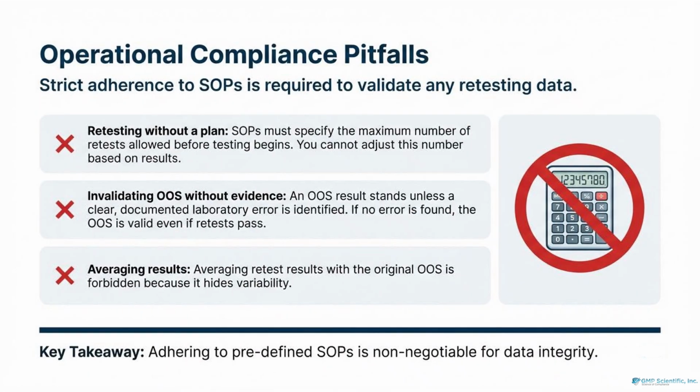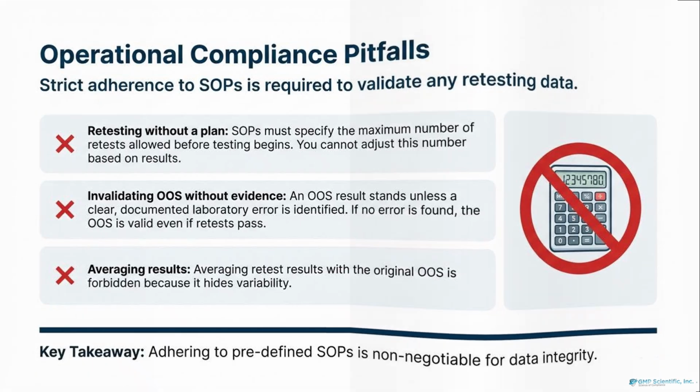Data integrity relies on strict adherence to SOPs. You must specify the maximum number of retests before testing begins and never adjust this number based on results. Furthermore, never average retest results with the original OOS, as this hides critical batch variability.